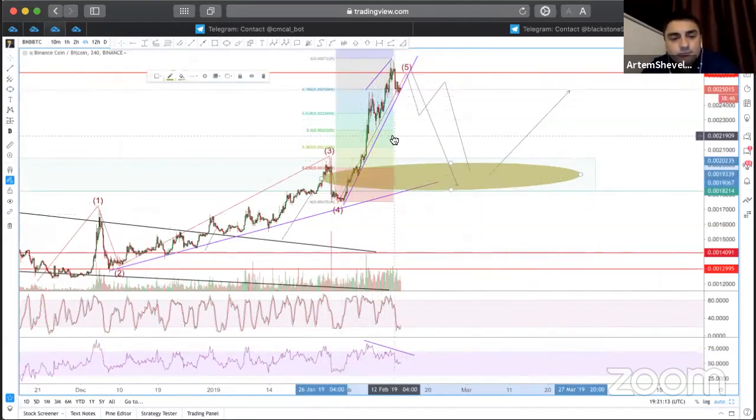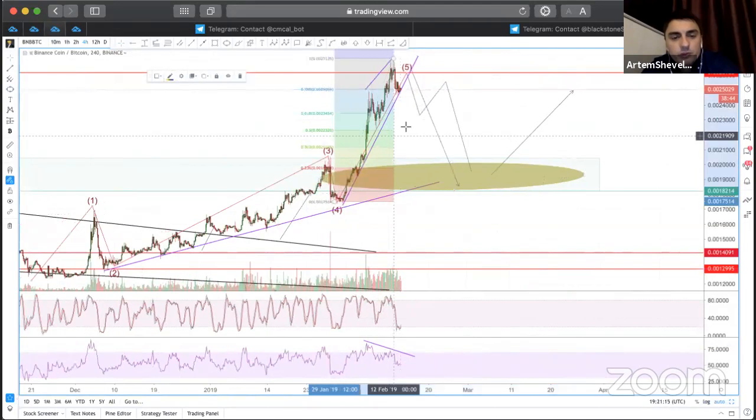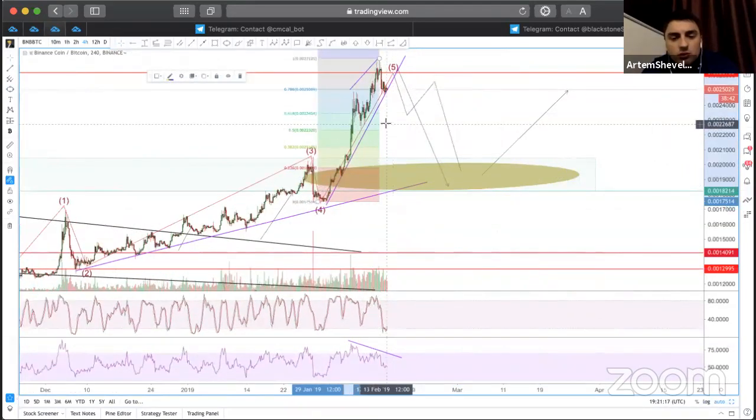Okay. So this is what we can expect from Binance Coin. All right.